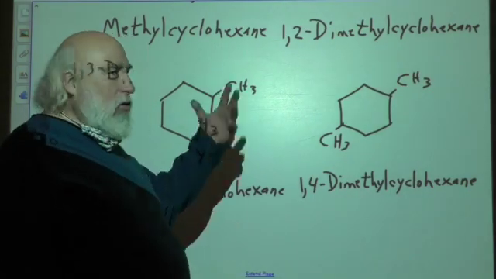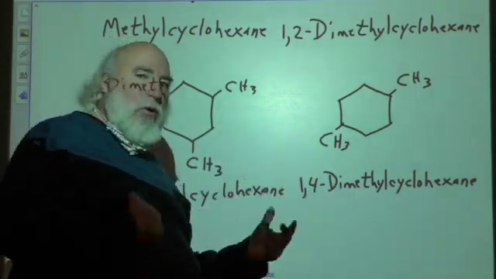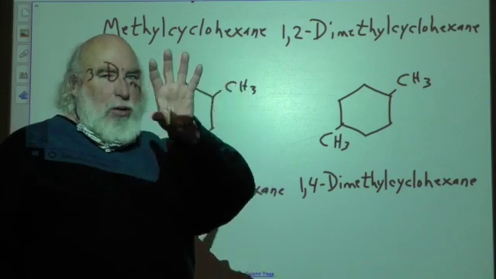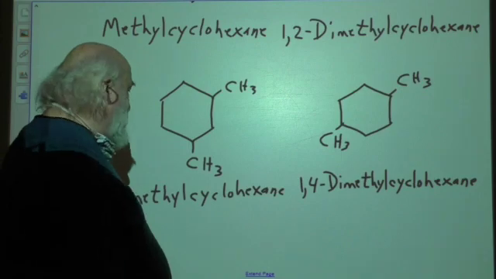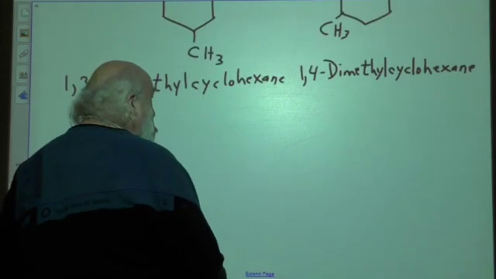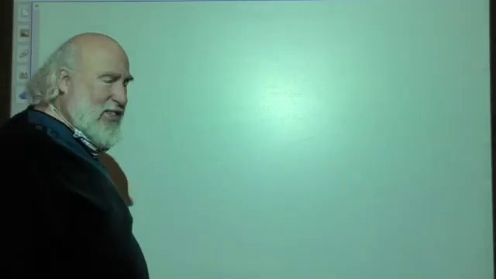So if we have 3 or 4 attachments, you have to go in the order that gives you the lowest sum of attachments. There has to be a 1 in there as well. Okay? Now, let's take a look at cyclohexenes.